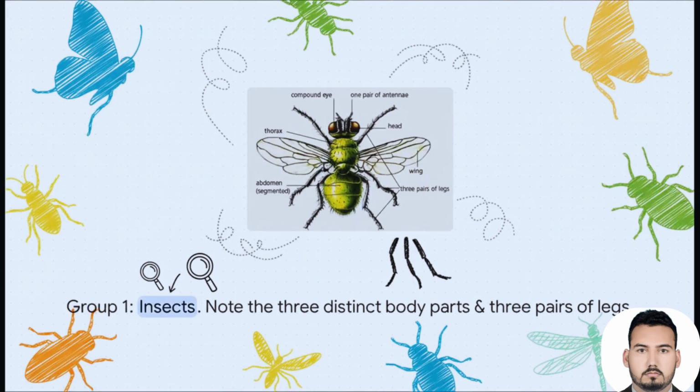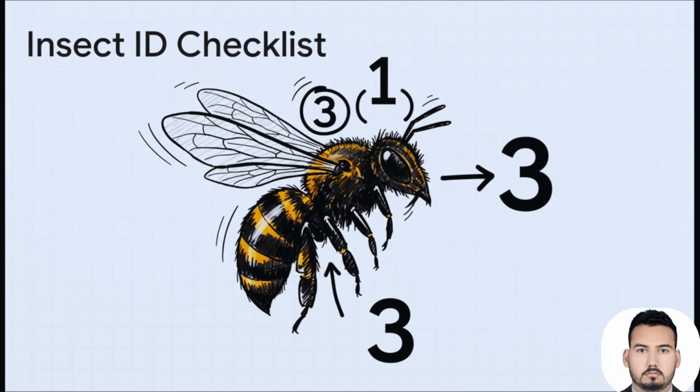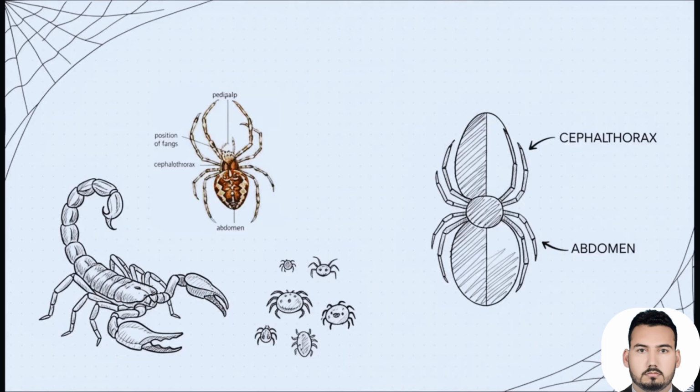All right, first up, let's talk about the champions of diversity, the insects. I mean, this group makes up the vast, vast majority of all animal life on our planet. And their incredible success is built on a really simple and super efficient body plan, which we can see right here. For insects, the magic number is 3. They have 3 body parts, that's the head, thorax, and abdomen, and they have 3 pairs of legs, giving them 6 in total. You add in 1 pair of antennae and usually a pair of wings, and congratulations, you've got yourself an insect.